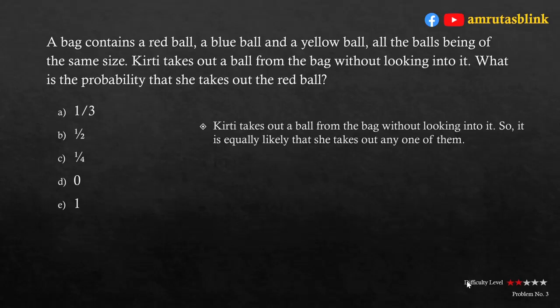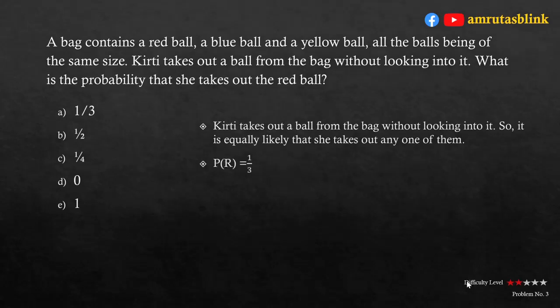So let's understand the question. Kirti takes out a ball from the bag without looking at it. So it is equally likely that she takes out any one of them. That means, what do you mean by equally likely is probability of choosing or picking red ball or blue ball or yellow ball is same. There is no specific weightage or preference to any of the color.